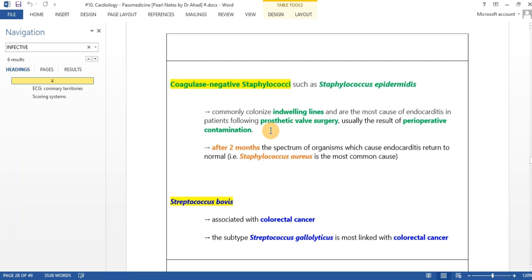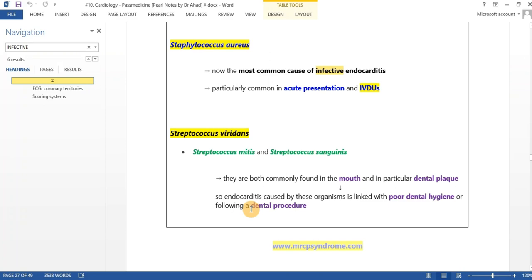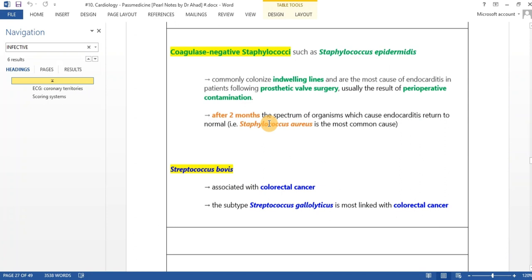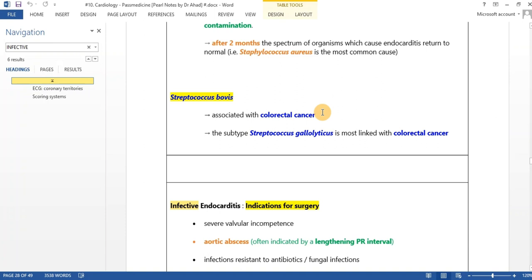pathology. In case of Streptococcus viridans, since this is related to oral hygiene or dental procedure, the choice of investigation here should be the dental OPG. And usually bovis is related to colorectal cancer, so the default choice of investigation should be colonoscopy. If colonoscopy is unsuitable or contraindicated, then we should go with CT abdomen. And if colonoscopy comes back negative or there are no features of colorectal cancer, then we should look for biliary pathology. To detect biliary pathology, we should go with MRCP.